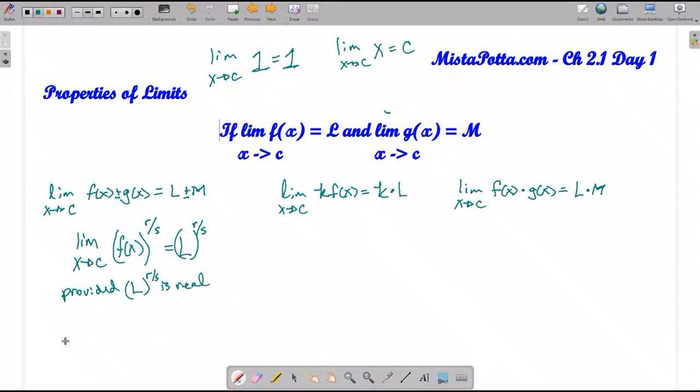Because I don't want to run into the situation where I'm going to take the square root of a negative number, or the fourth root of a negative number. I can run into that situation if my expression is not real. So I do need to have this caveat, and this takes care of it for me. Provided L to the r over s power is real, this limit of raising any function to the r over s power would give me that limit.